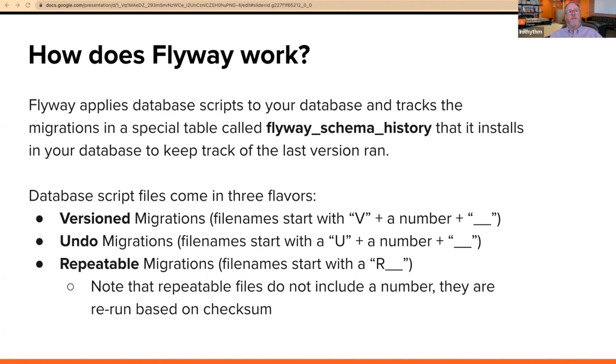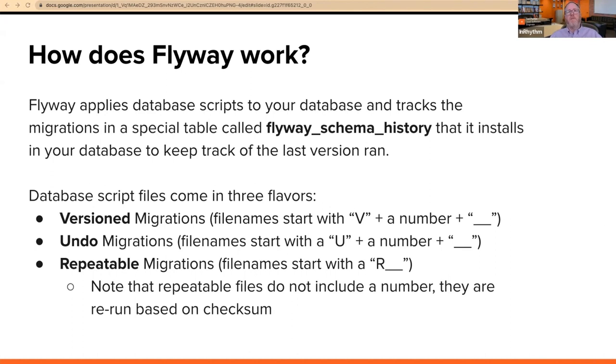Then you have an undo script. Now these get a little tricky, and digging into the documentation, it sounds like the folks at Flyway and Redgate kind of say, maybe you don't want to rely on these too much. But in theory, it lets you undo a particular script. And it has a similar naming component as the version. Instead of a V, it starts with a U.